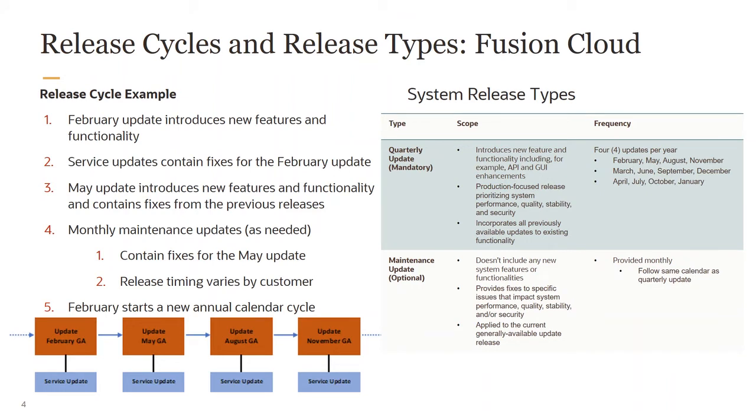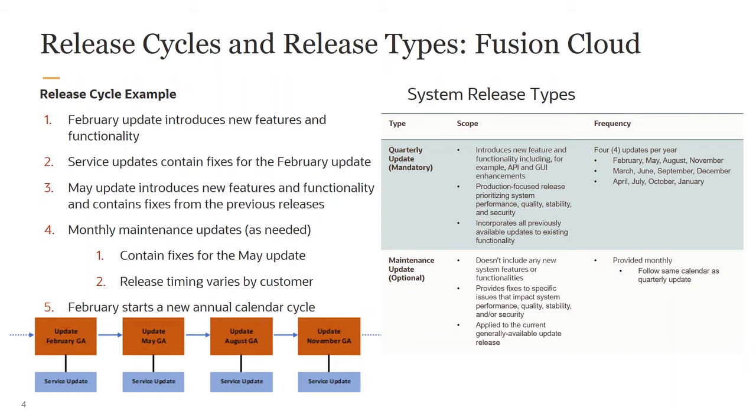Say, for example, you belong to the cohort that starts in February of the year. So that means in February, May, August, and November, you will get your quarterly updates. So new features, functionality will come to you starting in the February update. In that February update, you will also receive any of the maintenance packs from December and January as well.